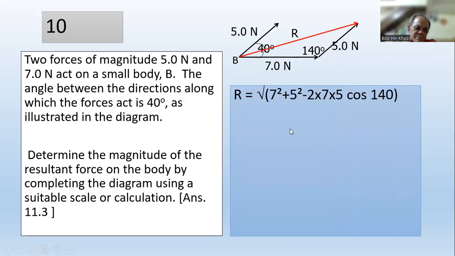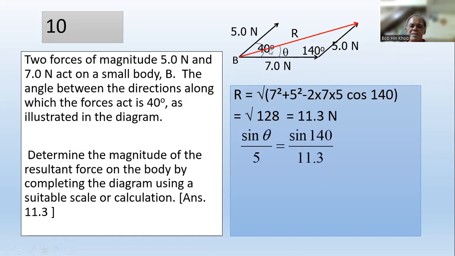So we use our formula. I'm going to find R: 7 squared plus 5 squared minus 2 times these two multiplied together, times cos 140, the cosine rule, and square root that, 11.3. We can round off to 11.